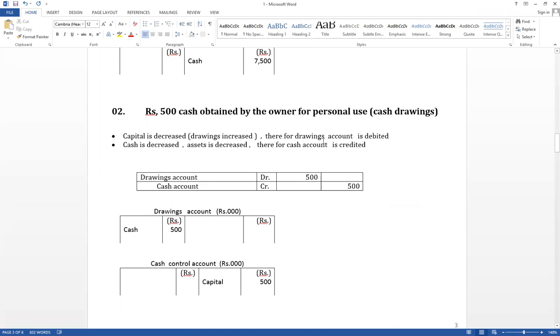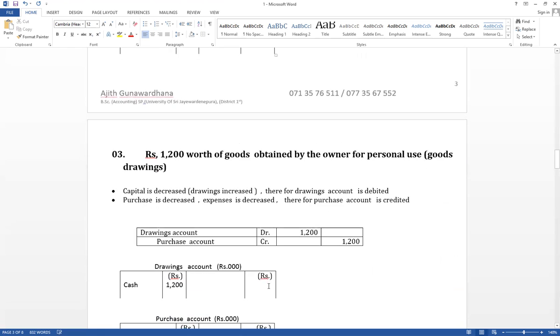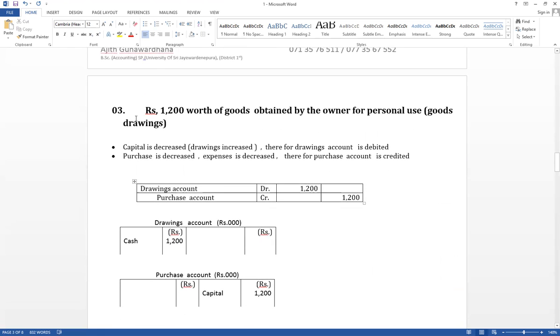Therefore, if capital decrease, it should be record debit side. You have to prepare separate ledger account for that as a drawings. Cash decrease, therefore cash account credit and drawings account debit. This is a cash drawings. And think about third transaction. 1,200 worth of goods obtained by owner for personal use. That is a stock drawings, goods drawings.